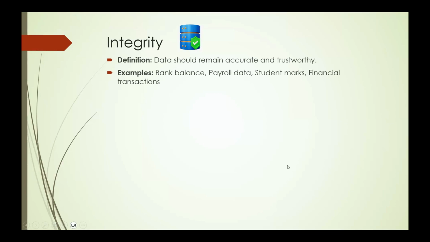So what is the data which should be maintained without any changes made? Something like your bank balance, payroll data, student marks, financial transactions. These are some of the data whose integrity should be maintained. Then, to maintain this integrity, we use security controls like hashing, digital signatures, checksums, audit logs, version controls. All these topics will be discussed when the related topic comes up.